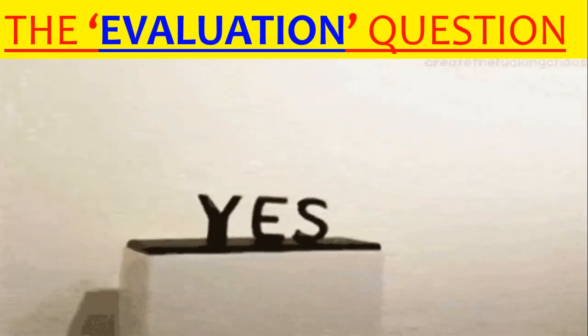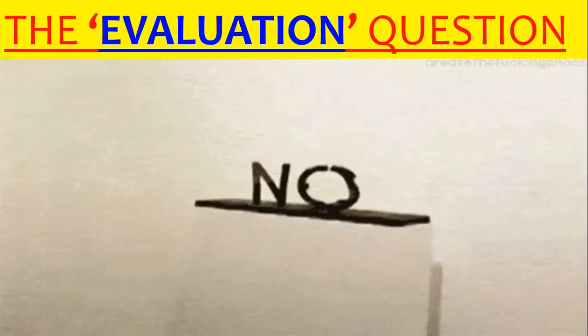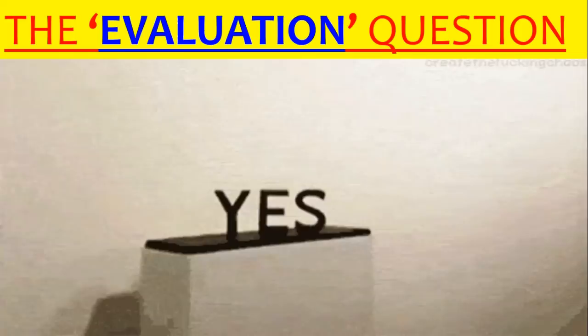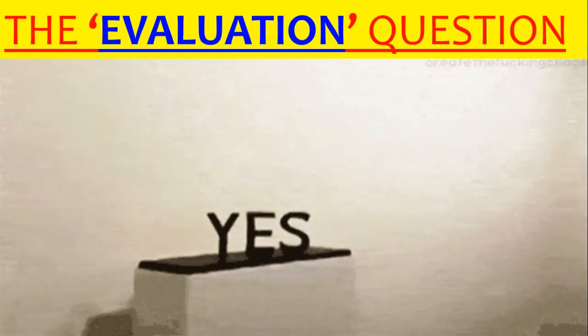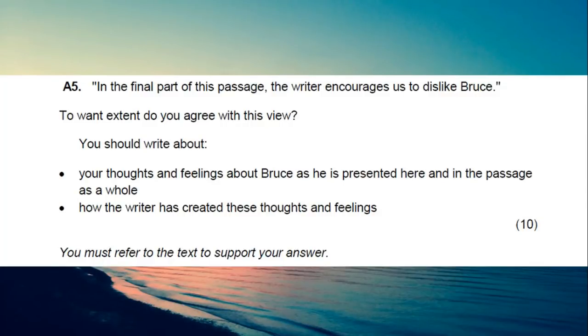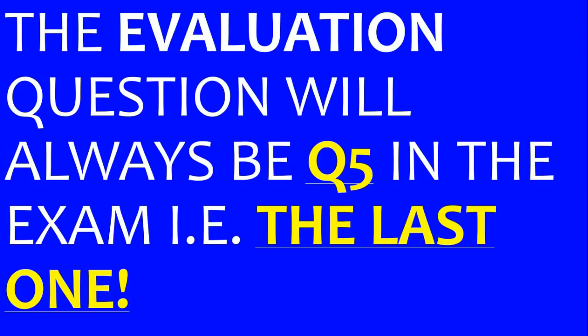Hi, in this video we're looking at the evaluation question for the GCSE English Language. For the EDUQAS exam board this will be the last question, and for the AQA this will be question 4. So the question is, in the final part of this passage the writer encouraged us to dislike Bruce. To what extent do you agree with this view? And then there's a few bullet points that we're going to look at in a second.